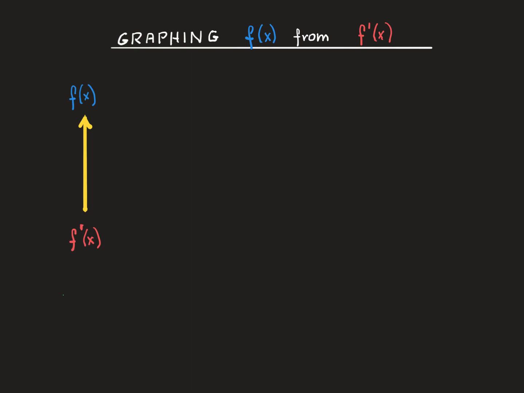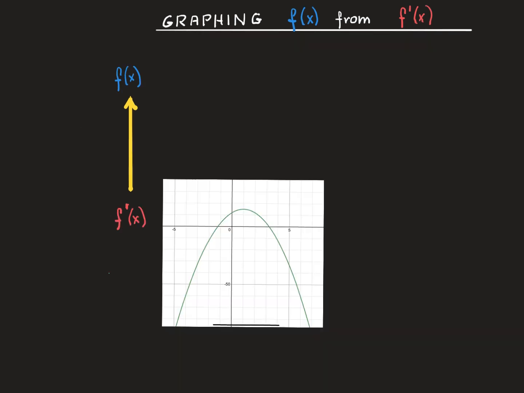In my previous two videos, I've shown you how to graph the slope function from the original function. This time I want to do it the other way round. Firstly, I'm going to demonstrate it with the parabola.